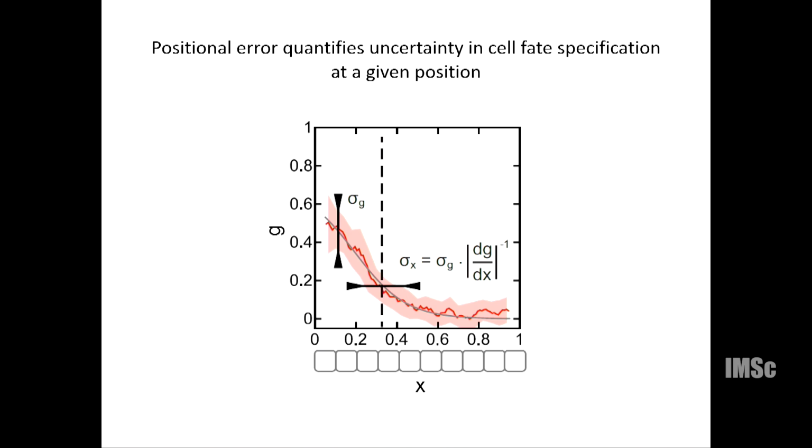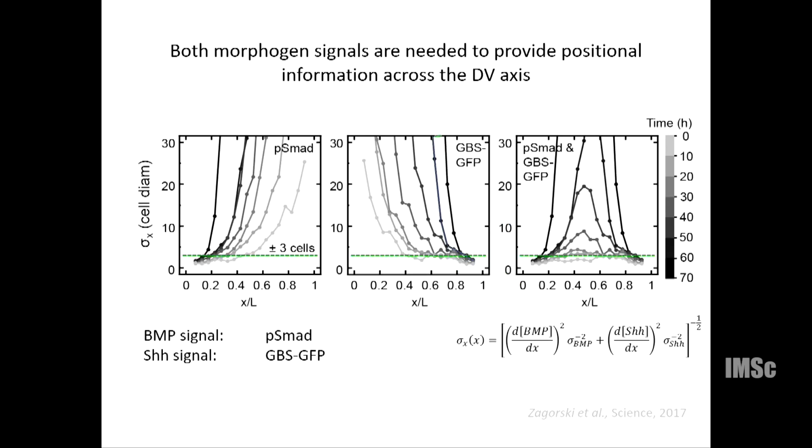So first we wanted to quantify this positional error. Again, just a reminder: if you have a single signal, you get the variation in your gene expression, and then you get the positional error, the uncertainty. You can do it for one signal, like PSMAD, which is the effector of the signaling pathway, so that's our readout for BMP. This is our readout for sonic hedgehog signal: the GLI binding site tagged with GFP.